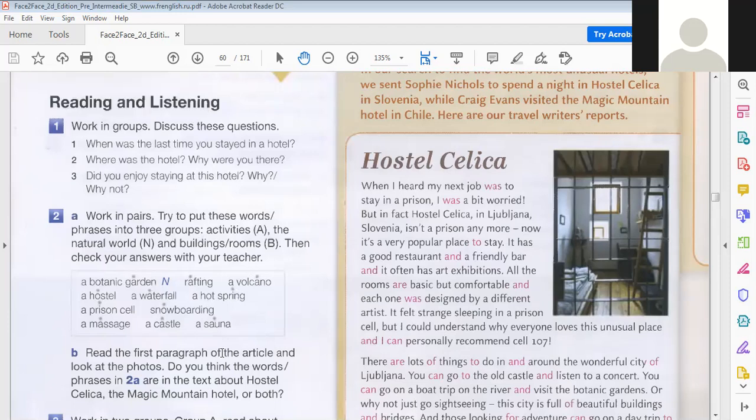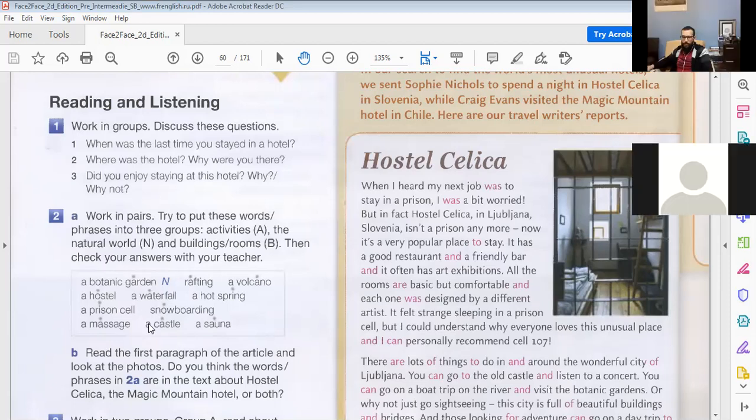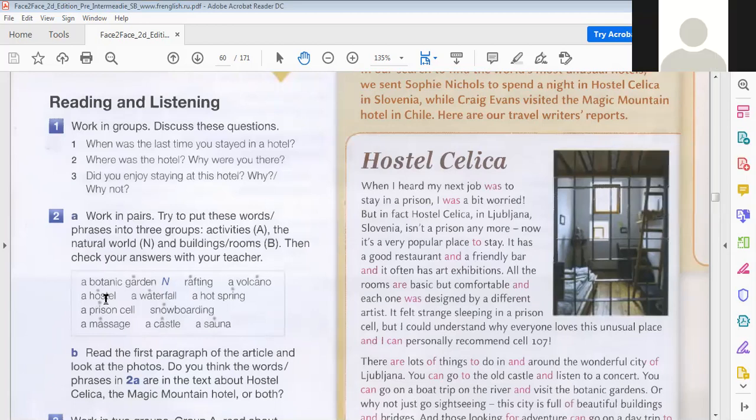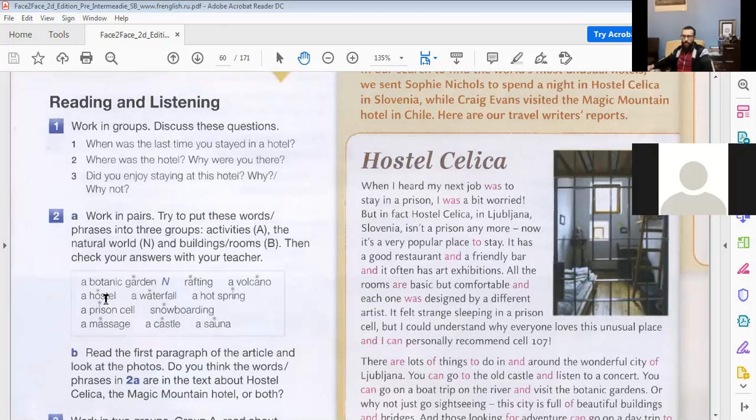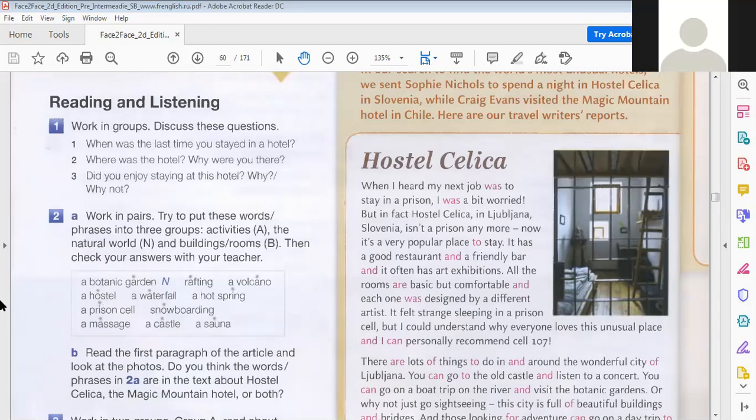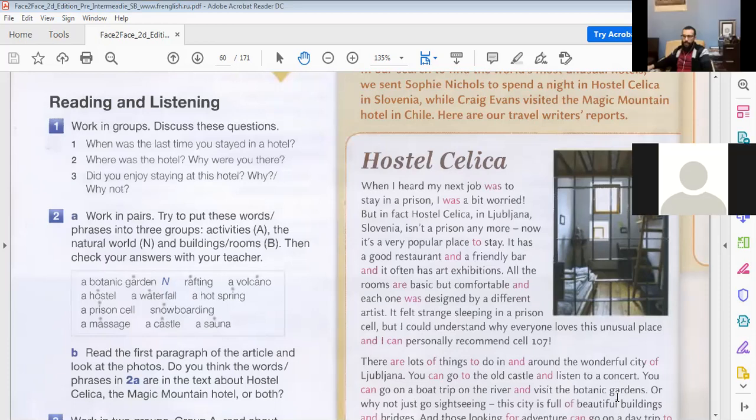We also, in our last lesson, talked about sauna, castles, snowboarding, hot spring. So I think all of these words are clear now. But I have another question. Who can tell me what is the difference between a hostel and a hotel? Or are they the same thing? Samiha, what do you think? The difference between a hostel and a hotel? Or is it the same thing in your opinion?